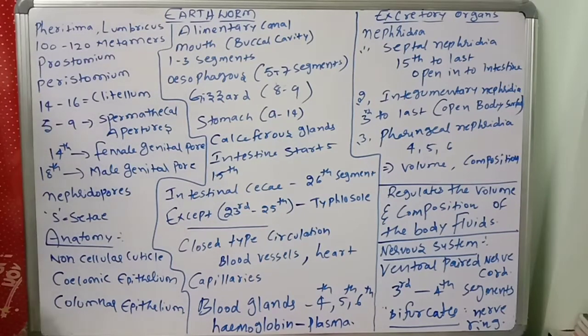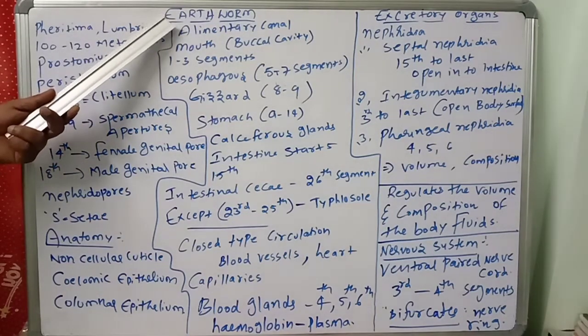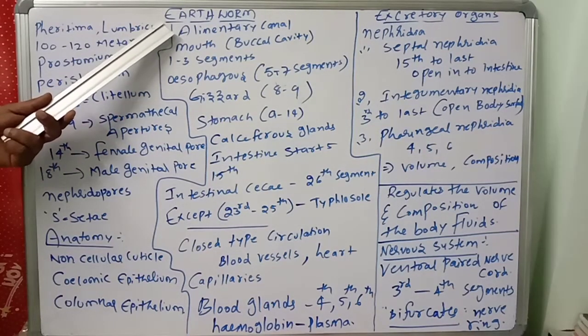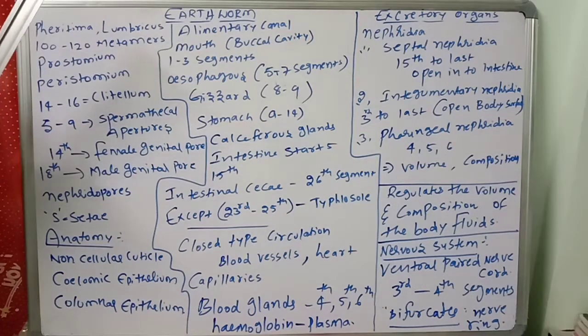What is organ system level organization? How are the developed systems present in the organisms? We will study the earthworm first. Earthworm is reddish brown. Which color is the earthworm? Reddish brown. It is a terrestrial invertebrate that inhabits the upper layer of moist soil. So where will it be present? The upper layer of moist soil.